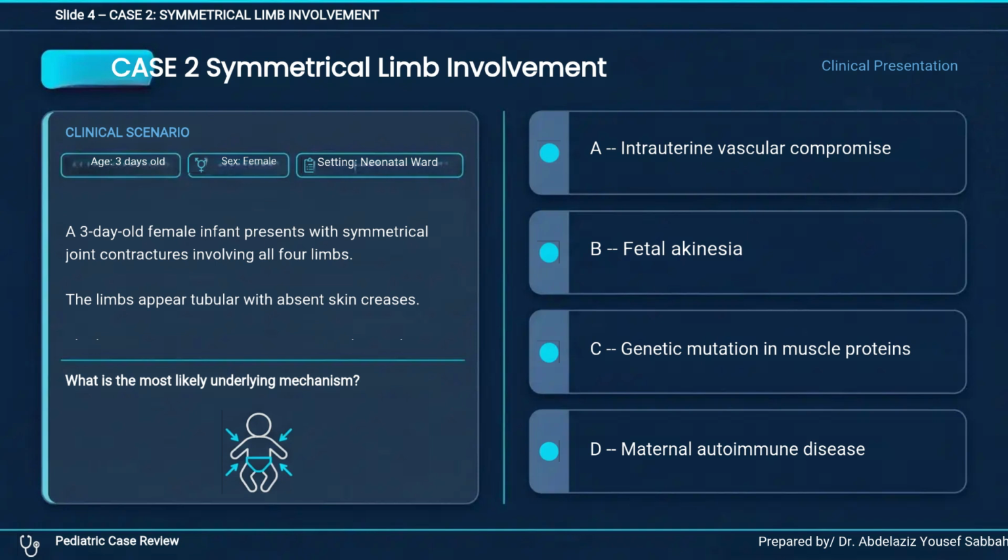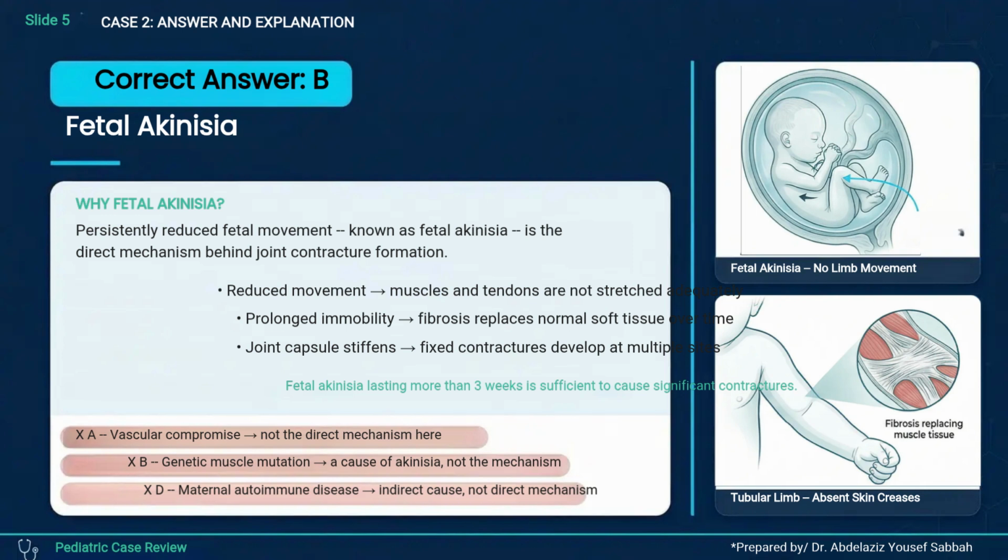Option A, intrauterine vascular compromise. Option B, fetal akinesia. Option C, genetic mutation in muscle proteins. Option D, maternal autoimmune disease. The correct answer is option B, fetal akinesia. Persistently reduced fetal movement, known as fetal akinesia, is the direct mechanism behind joint contracture formation.